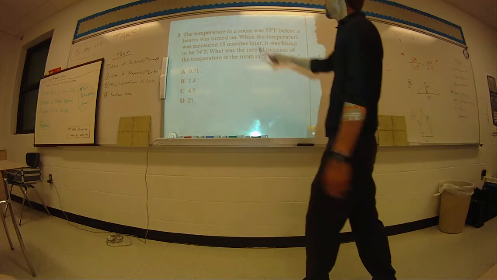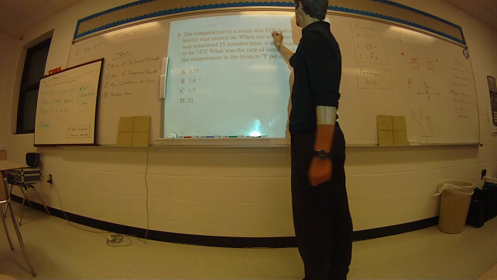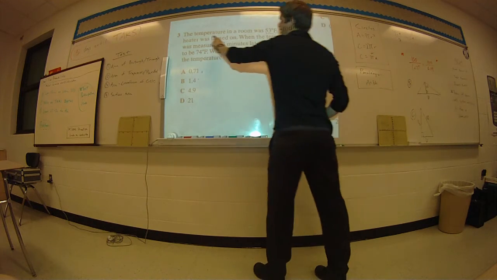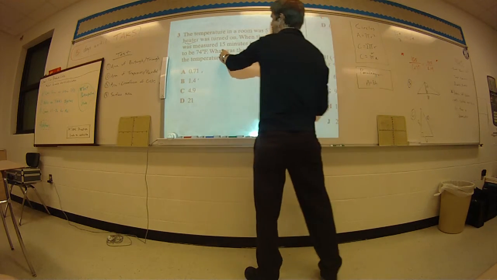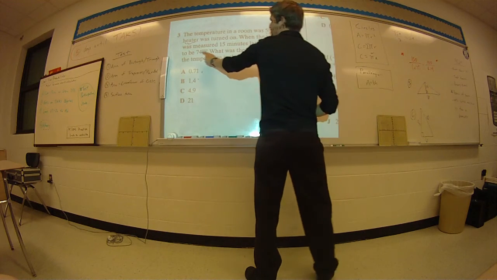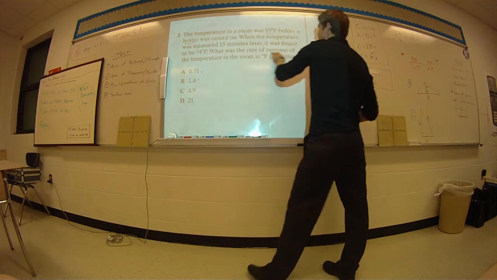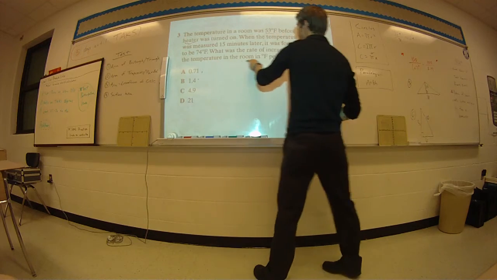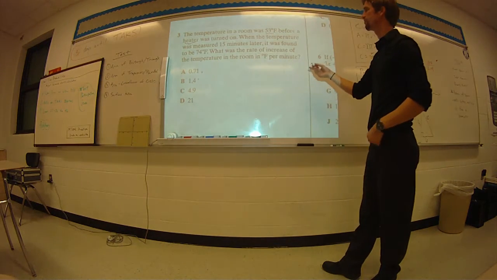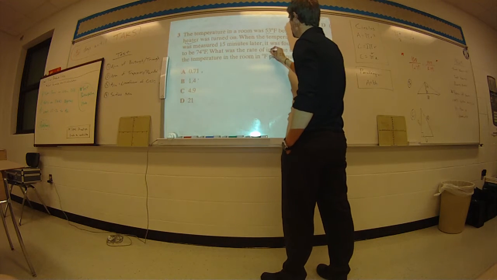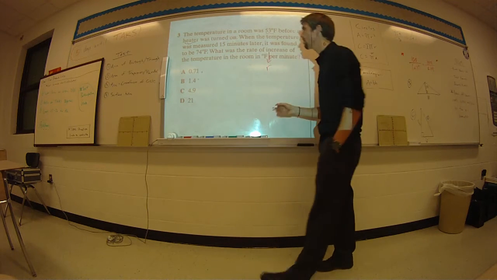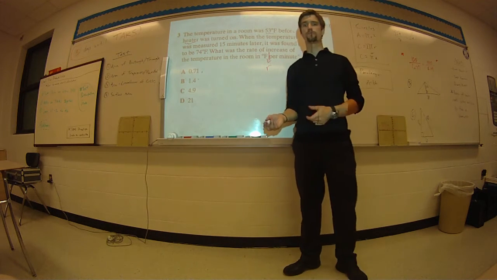All right. Temperature in the room, 53 degrees before a heater was turned on. It's getting hotter. When the temperature was measured 15 minutes later, it was found to be 74 degrees. What was the rate of increase of the temperature in the room in F per minute? So the rate of increase, okay, we're going to call that R. We're going to say R is the rate of increase in the room, okay?